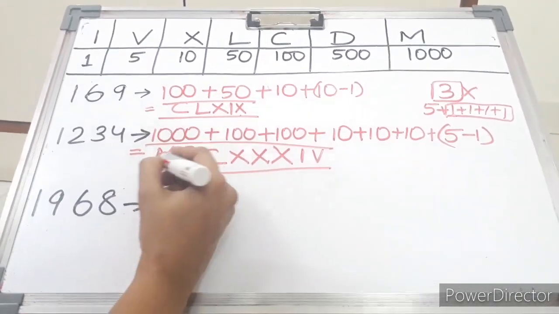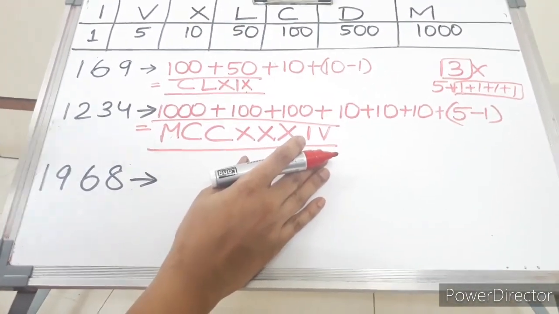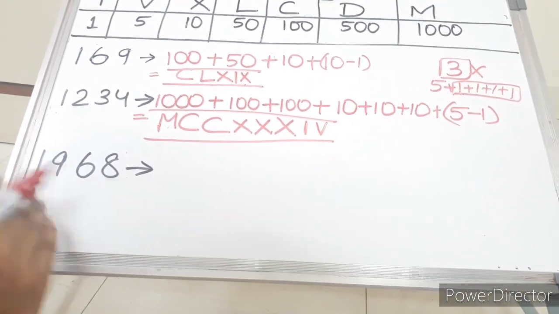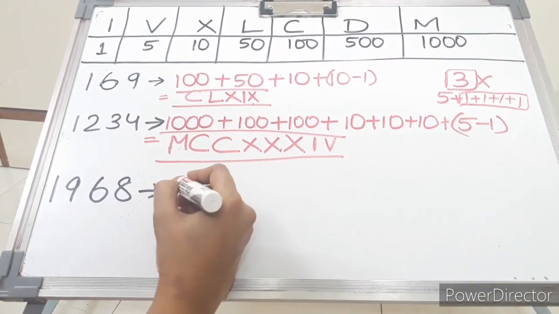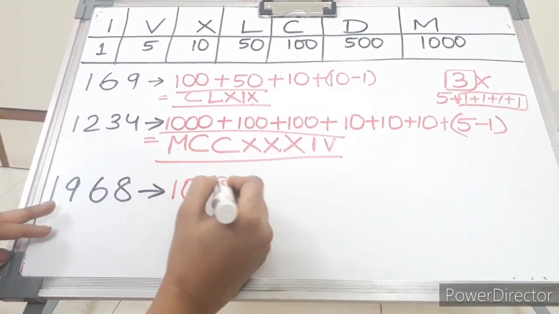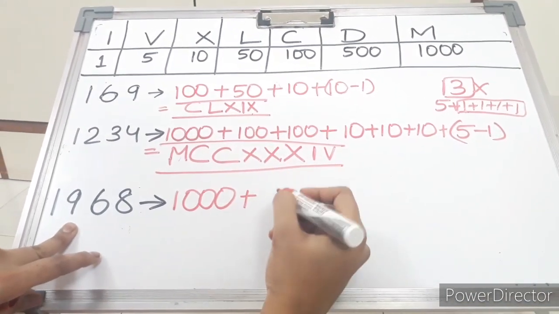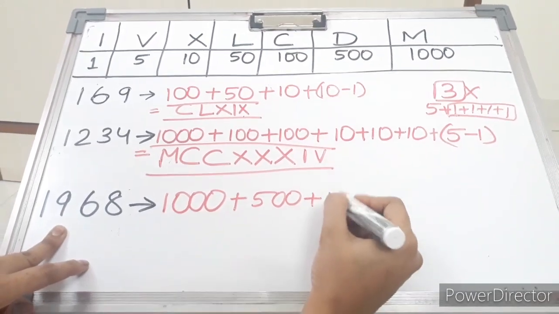Very easily you can solve all the sums by learning this chart and keeping in mind the 3 main rules of Roman numerals. Suppose the number is 1968. Again we will bifurcate. 1000 we can see here. Now for 9, what do we have to do? You can say 500 plus 4 times, again we have to do 100 then.